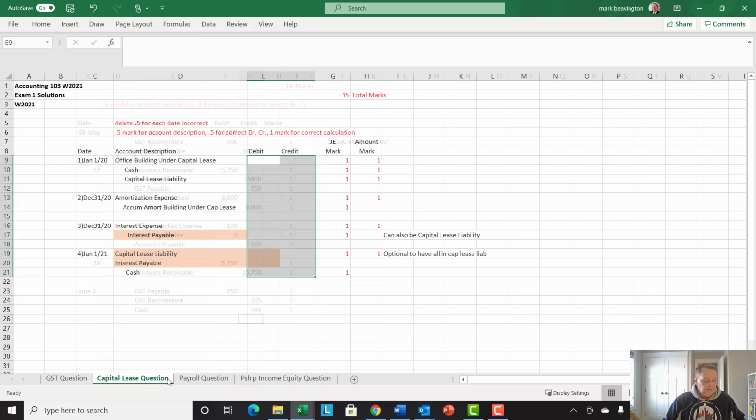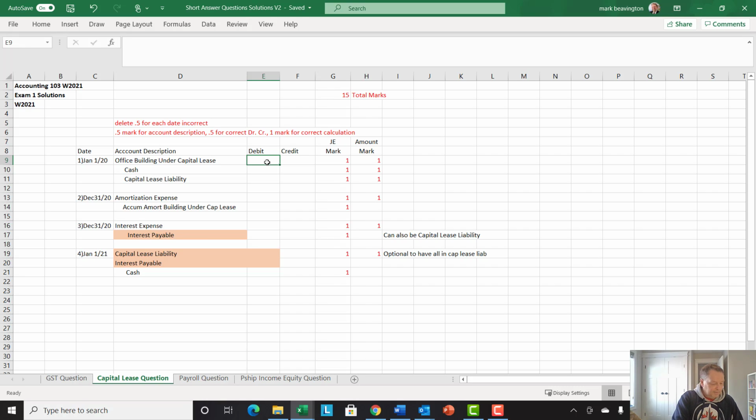All right, on to the capital lease question. And they tell you it's a capital lease right off the hop. So what we've got here is a capital lease with Silverman Corp. 8-year lease on an office building. Annual lease payments $15,000, with first payment due immediately. Annual lease payments each January the 1st.